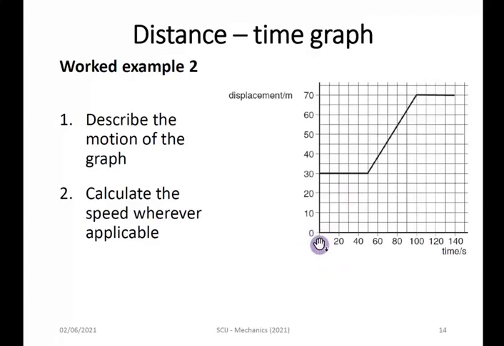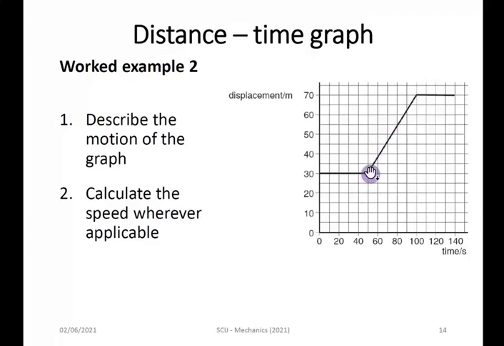At the beginning of time, when we have time 0, the particle was already at a distance from the origin. It was 30 meters away from the origin. After 20 seconds, it was still at 30 meters away from the origin. What does it tell you? Just a simple word. Then after about 50 seconds, it started moving.